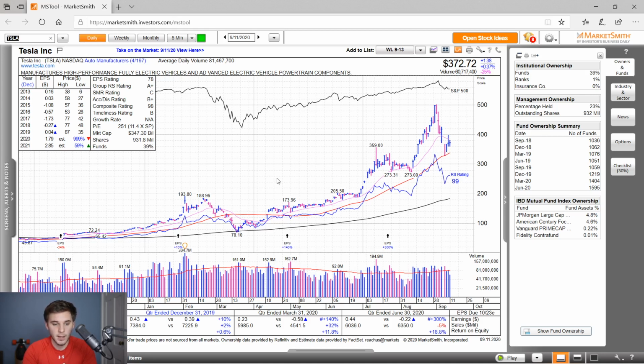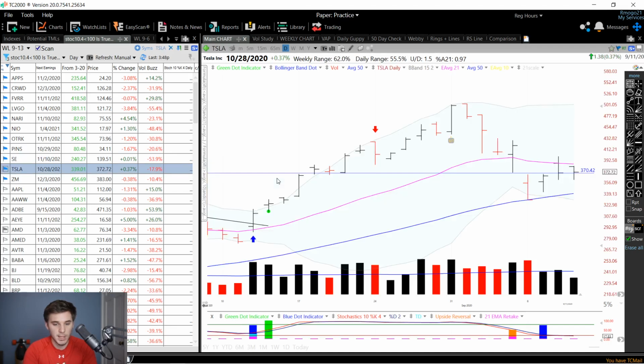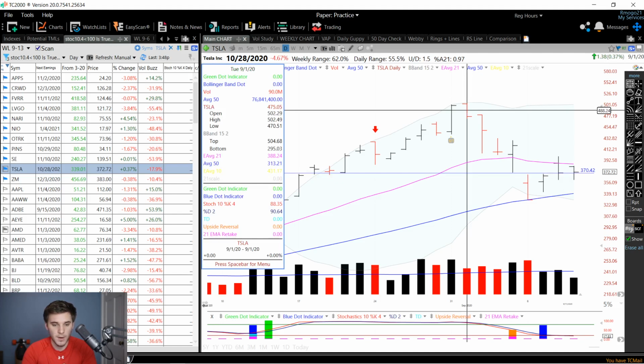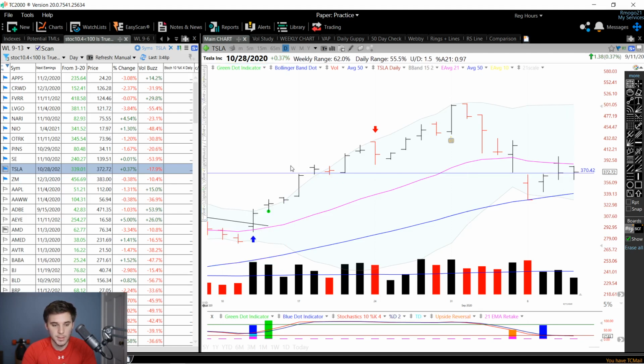and the overall RS rating is a 99. So as for the entry setup, what I want to see is a break through the 21 EMA and potentially a green dot early next week as it resumes its uptrend and eventually challenges these previous all-time highs above 502.49. So that's Tesla.